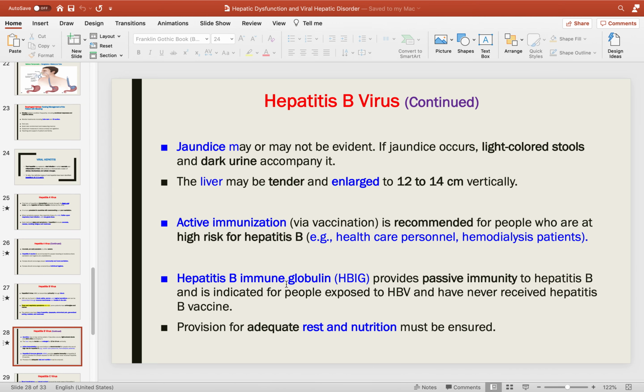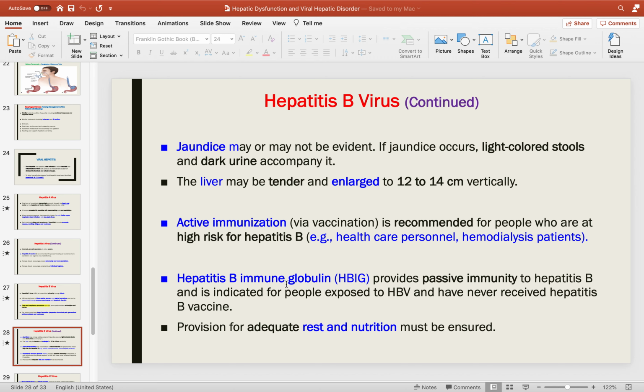A patient with hepatitis B may or may not develop evident jaundice, but if jaundice occurs, light-colored stool and dark urine accompany it. The liver may be tender and enlarged. It's very important to understand that active immunization is recommended for people at risk for developing hepatitis B, especially healthcare providers and hemodialysis patients.